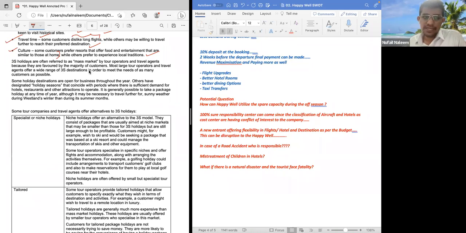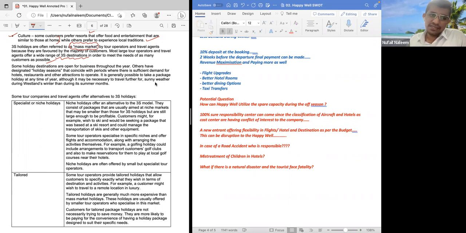Now, 3S holidays are often referred to as a mass market. We are also providing that, students, through tour operators and travel agents, because they are favored by the majority of customers. Most large tour operators and travel agents offer a wide range of 3S destinations in order to meet the needs of as many customers as possible.